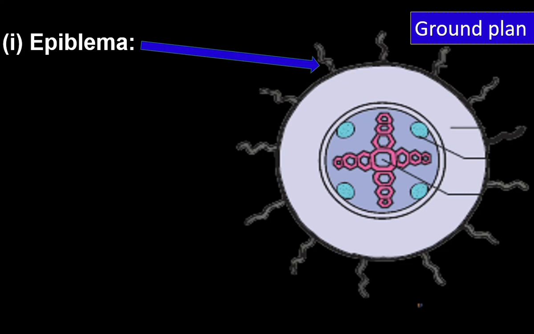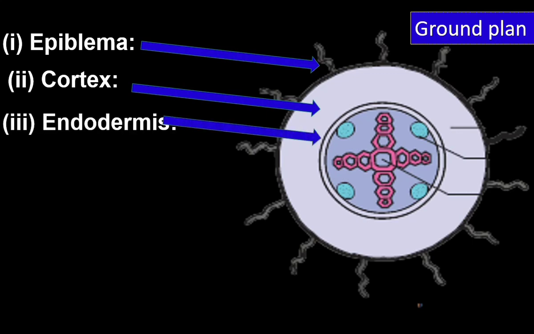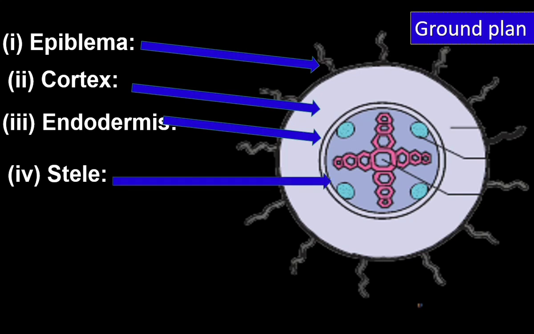Next to the epiplasma there is cortex. Cortex is a wide area. The last layer of cortex is endodermis. All the components, that is all the tissues inside the endodermis, form a structure called as stele. Epiplasma, cortex, endodermis, stele are the four major regions of the Dicot root.